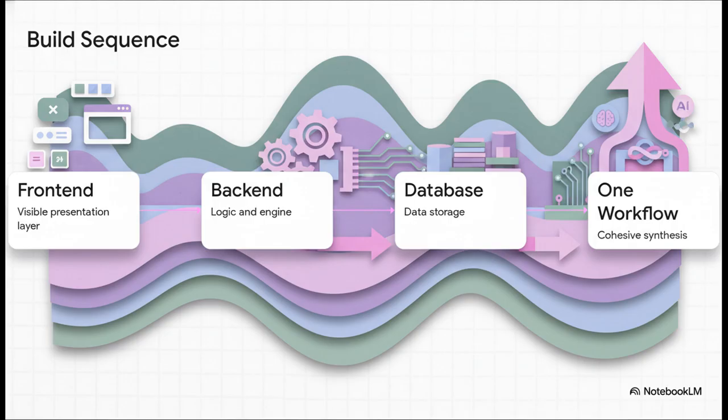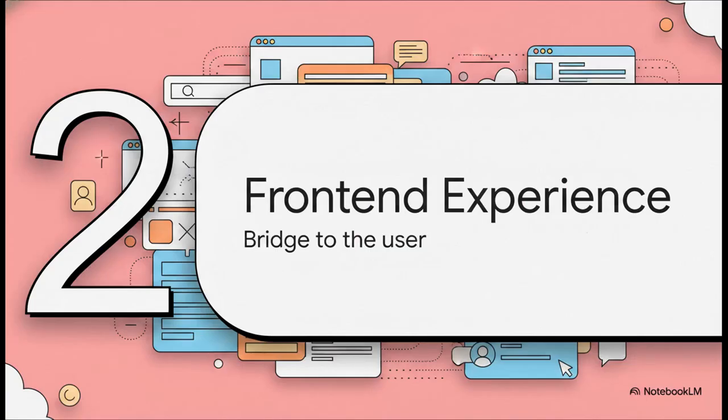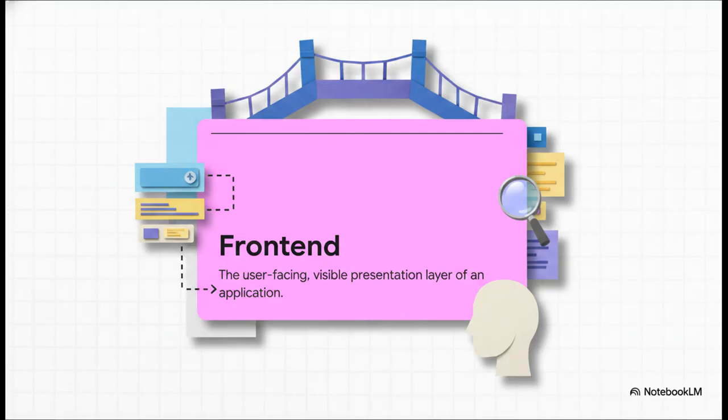But let's look a bit closer at the individual hurdles first. Moving on to Section 2, the front-end experience, the bridge to the user. So the front end is our ultimate bridge to the user. But in an AI app, the demands placed on this presentation layer are entirely different. We aren't just talking about rendering static HTML or basic forms anymore, right? We're talking about building dynamic, highly responsive chat interfaces capable of handling continuous data streams.